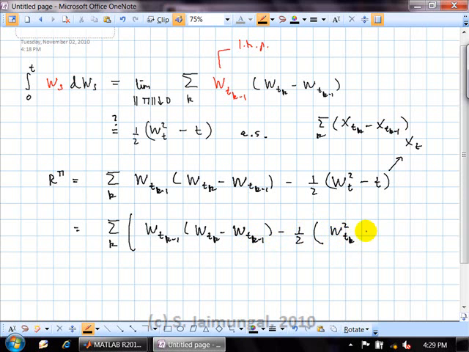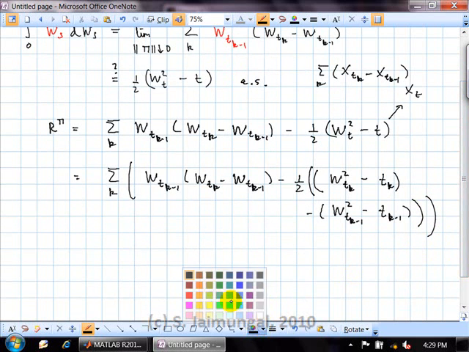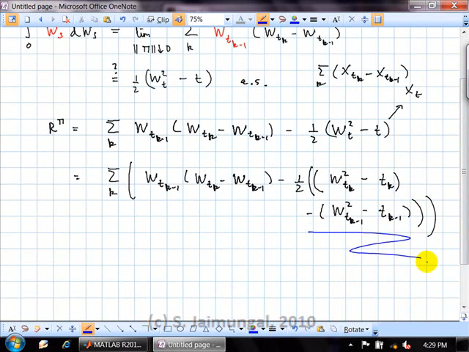WTK squared minus TK, and I've run out of space. Okay. So is everyone convinced that this last term that I've put under the sum is identical to that term? We're convinced of that? Right, it's this collapsing sum.